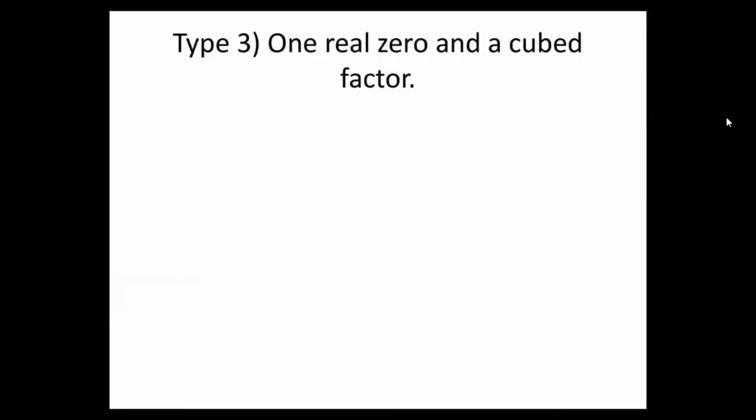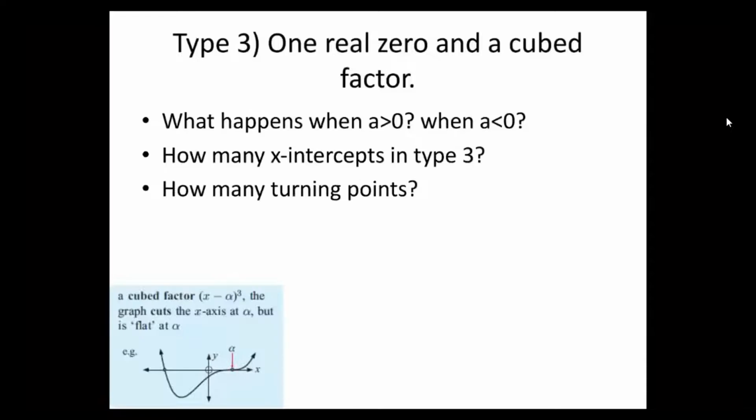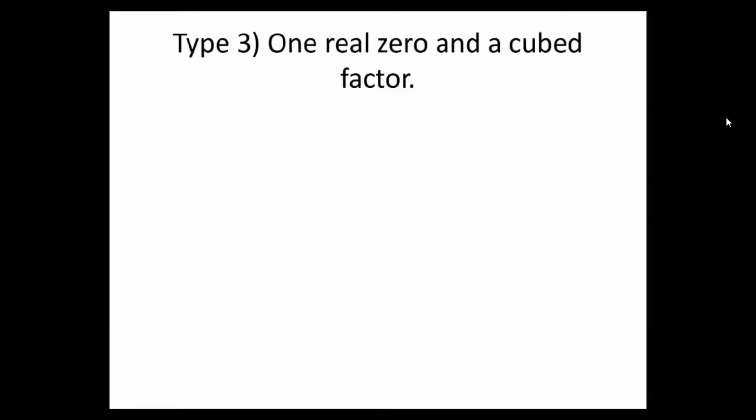Very good. All right. Number 3 type: one real zero and a cubed factor. So the generic form is going to be x minus alpha. This gives you a zero at alpha, but it has to be cubed. So altogether you have only 2 zeros right here.